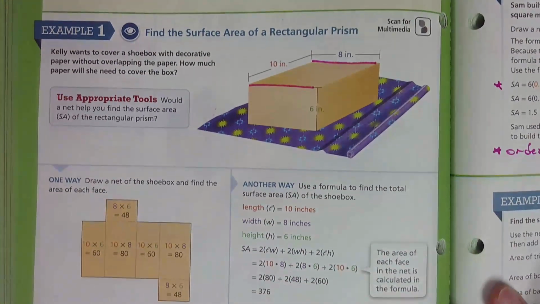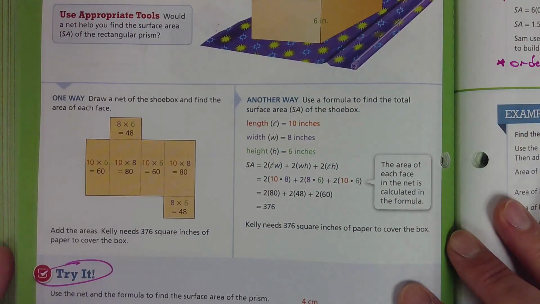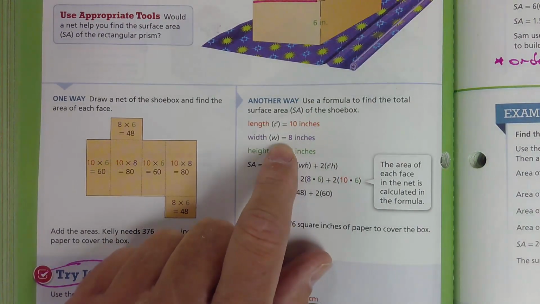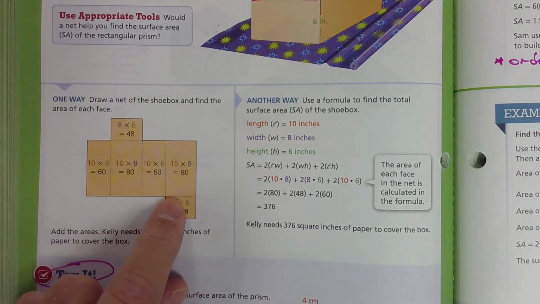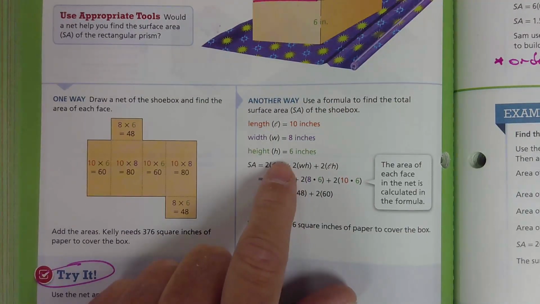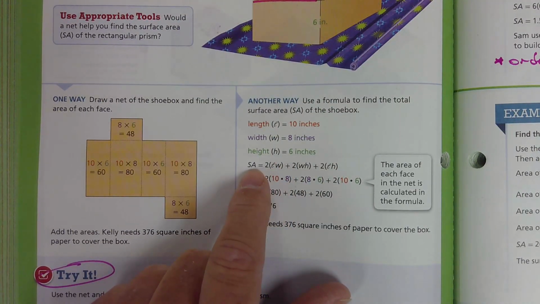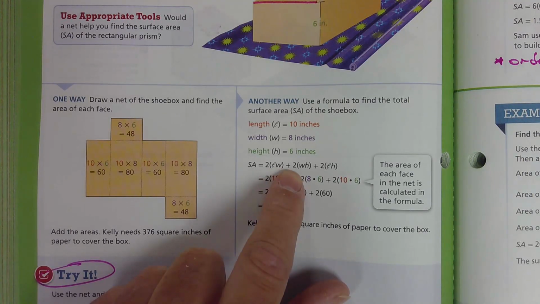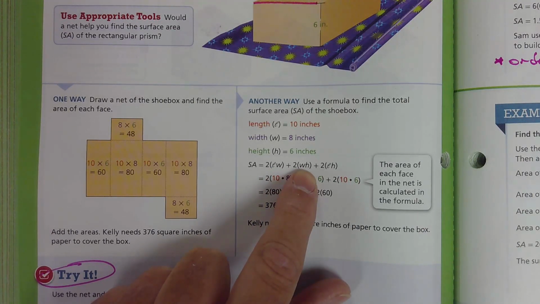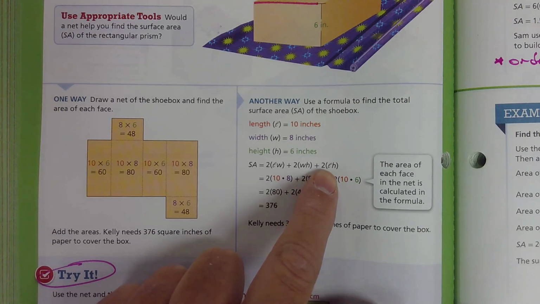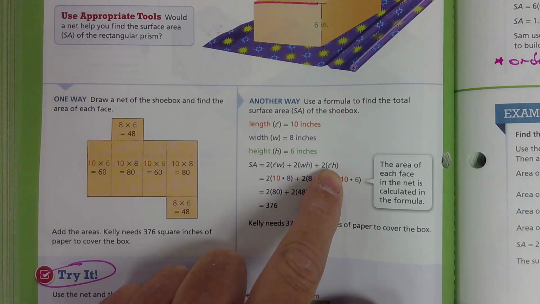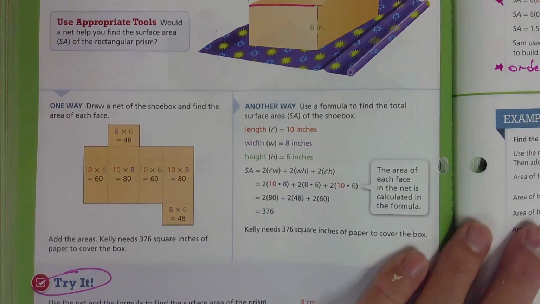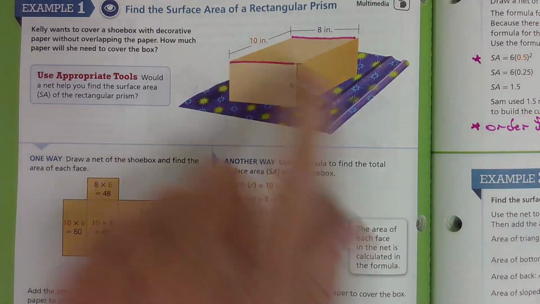Another way they do it is they use a formula to find the total surface area of the shoebox here. And here the net is broken down into what I just talked about. And here's the formula. The surface area equals 2 times length and width, plus 2 times the width and the height, plus 2 times the length and the height, which is pretty much just what I talked about. And it's 2 times because there's 2 of each side.